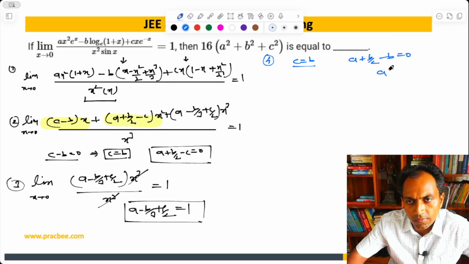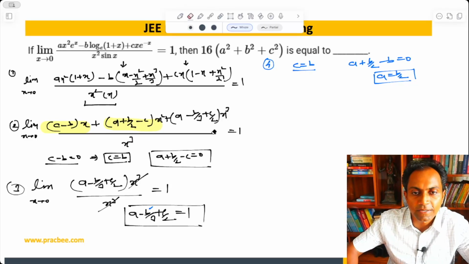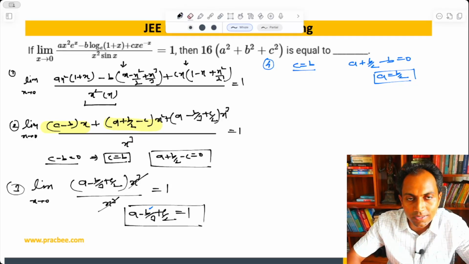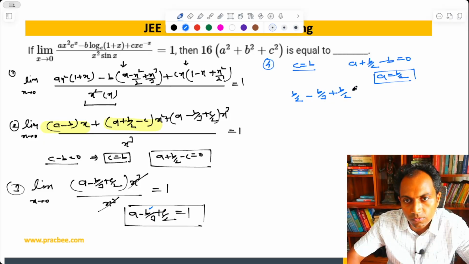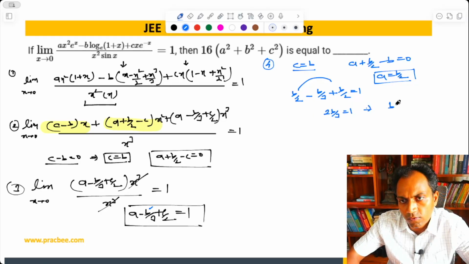So a would come out to be equal to b by 2. If I substitute this in the third equation, let us see what we get. In place of a, we write b by 2. In place of b, b by 3 is written. The next term is c by 2, that will become b by 2. This is equal to 1. If I add these two, it becomes b. b minus b by 3 will become 2b by 3. And as a result, the value of b comes out to be 3 by 2.